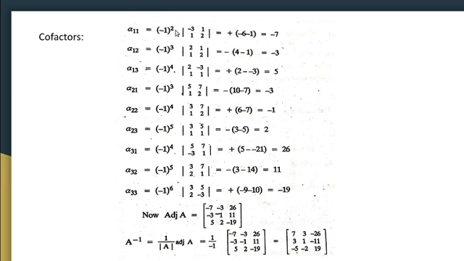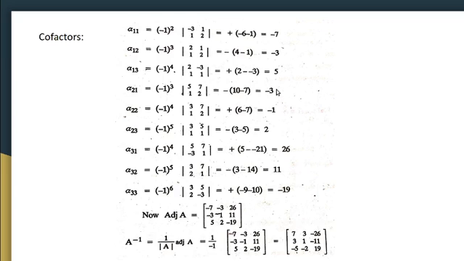Then by finding the cofactor of the first element, then finding all the cofactors of all the elements, we will get the adjoint A matrix. Adjoint A means the transpose of the cofactor matrix. This is the first row element, minus 7, minus 3, minus 5. Then it becomes the first column in the transpose matrix. That means in adjoint A matrix: minus 3, minus 7, minus 3, 5.